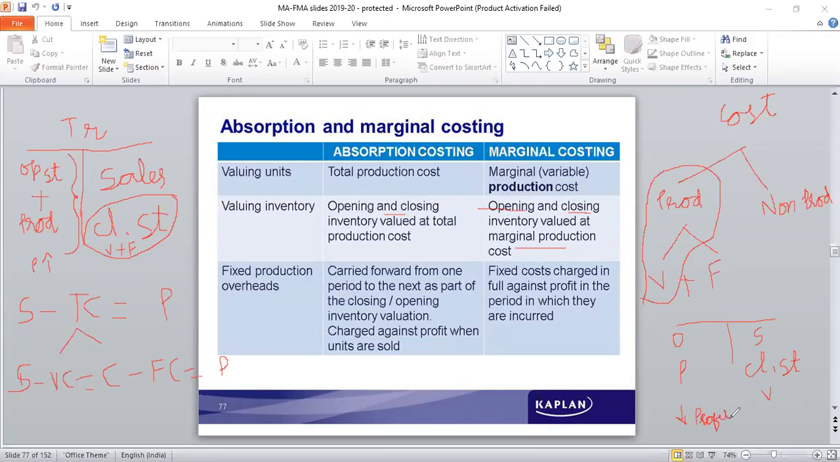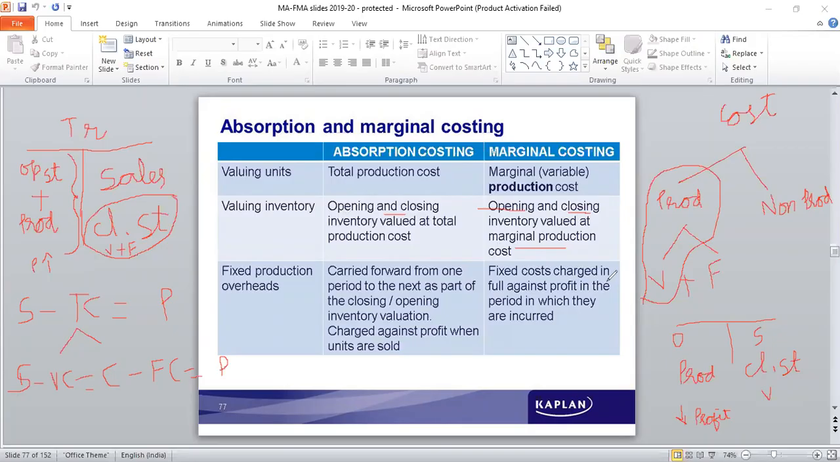Proportionately fixed cost is not charged. The complete amount of fixed cost, whatever is incurred, that entire fixed cost is deducted here. No portion is carried to the next period. In absorption costing, because a portion of fixed cost is also charged to closing stock, fixed production overheads are carried forward from one period to the next. It goes on like that.